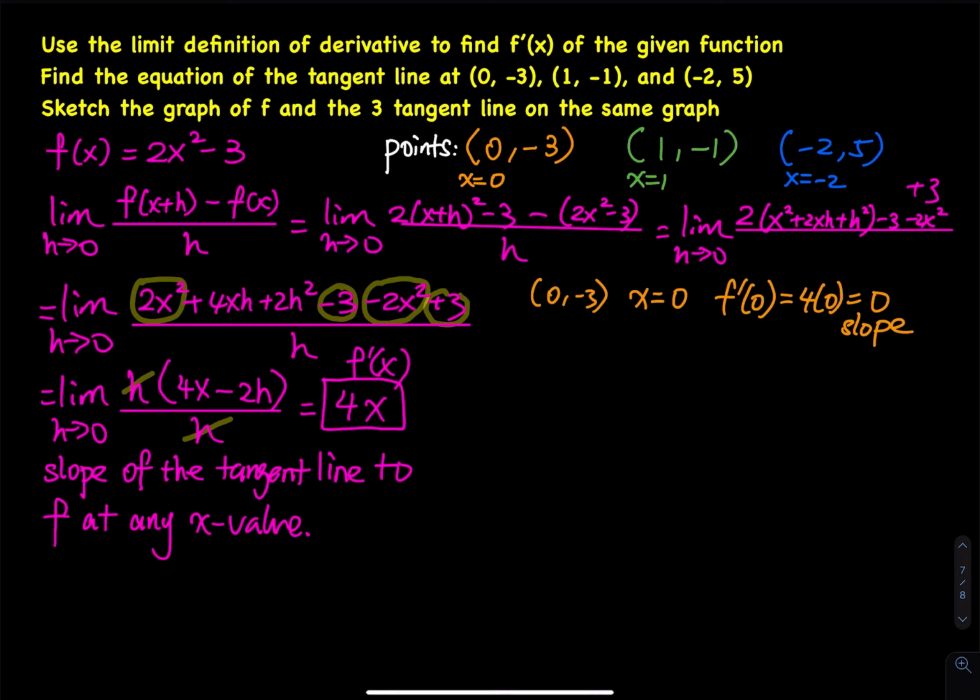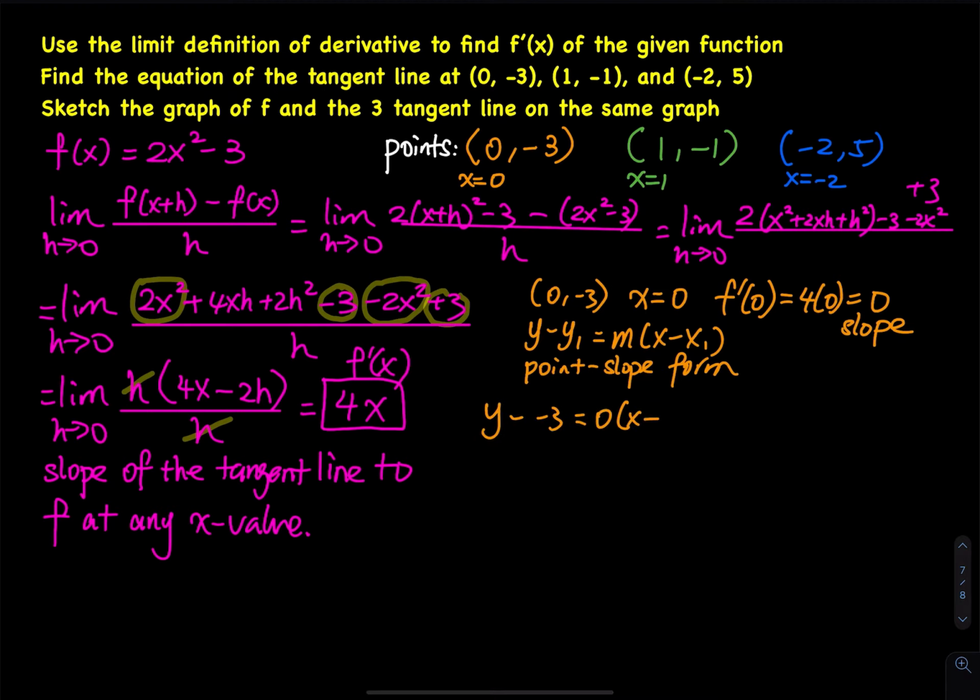And then what about the equation of the tangent line? Then you have to start with the point slope form: y minus y1 equals m times x minus x1. This is called point slope form. And then you plug in x, y, and the slope to find the tangent line. So you have y minus negative 3 equals slope times x minus x1. So the right hand side is all 0. So y equals negative 3 is the tangent line. So this is the equation of the tangent line.